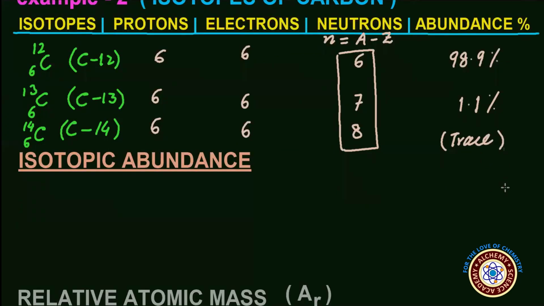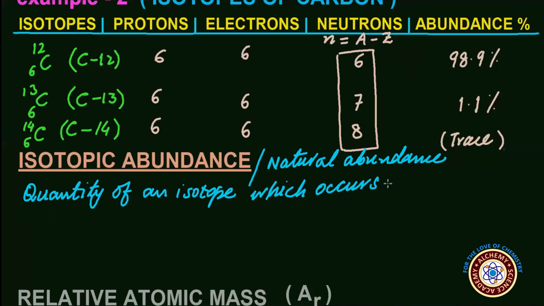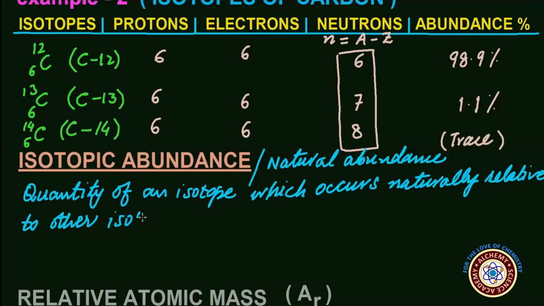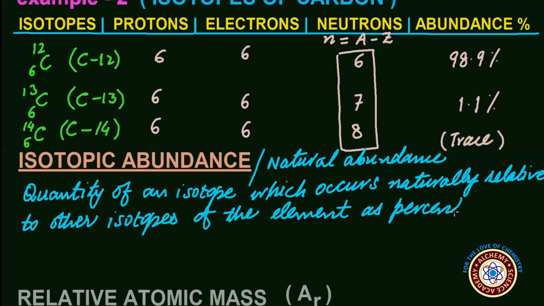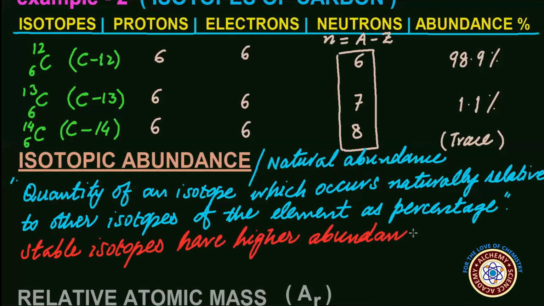Now let us see what is isotopic abundance, sometimes also called natural abundance or percentage abundance. It is defined as the quantity of an isotope which occurs naturally relative to other isotopes of the element as a percentage, and is called isotopic abundance. Stable isotopes have higher abundance.